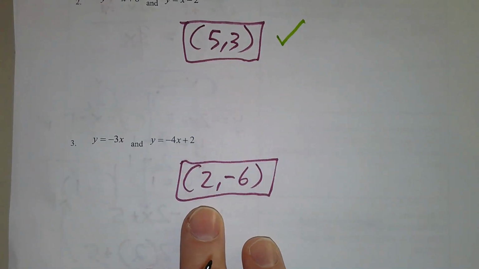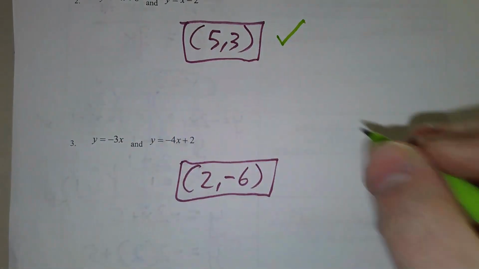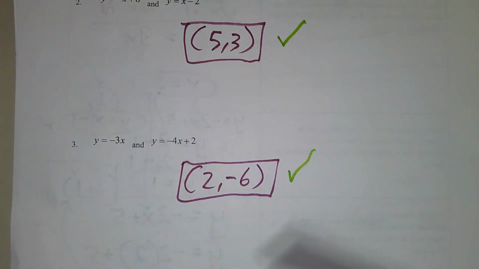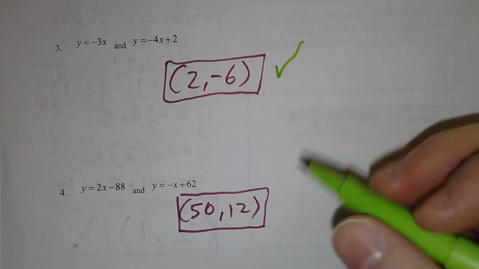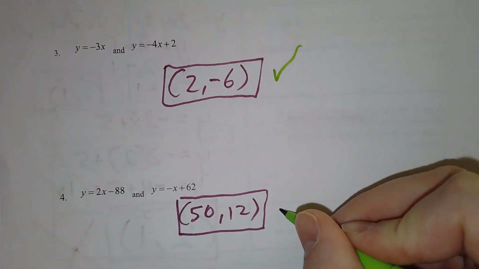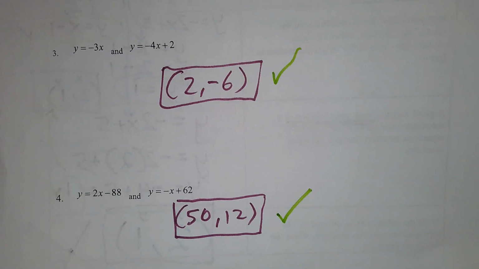Okay. Number 3, 2, negative 6. If you got that one right, nicely done. And the biggest problem on our page is number 4. Number 4 is 50, 12. If you got that one right, nicely done as well.